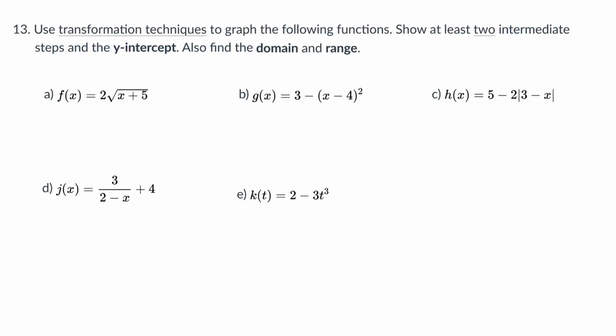And question number 13 is about transformation techniques. In these transformation techniques, we can talk about the library of functions, and then after the library of functions, how to use those transformation techniques to graph these 5 functions. You can see that there are root, polynomial types, absolute value functions, rational functions, and another polynomial, but this is a cube. We can talk about all these types in this review.